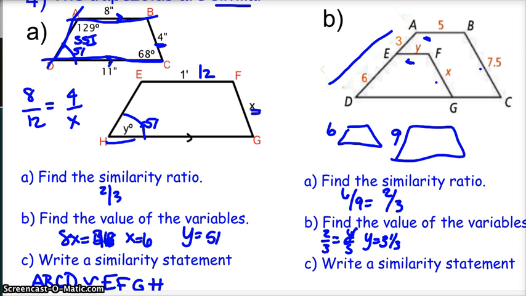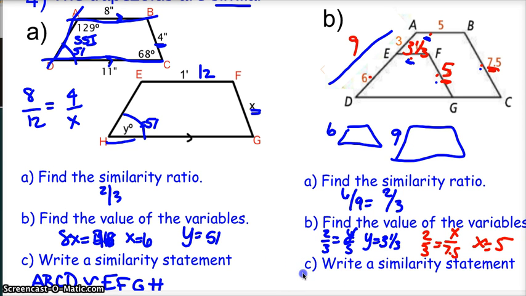Then I can set up another proportion for x. I'm going to use this 2/3 again. 2/3 is the ratio from the small to the large. So from the small to the large, my proportion will be set up in the same fashion. 2 times 7.5 is 15. Divided by 3, x equals 5. And if you want to plug these back in and check, what did we say? 3 1/3 over 5, 5 over 7.5, and 6 over 9 should all give you 2/3.